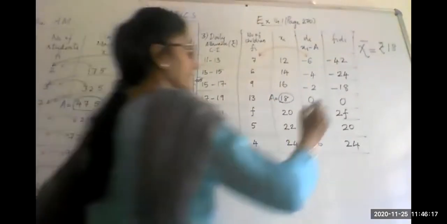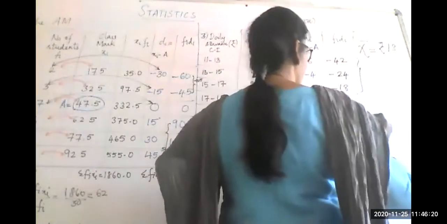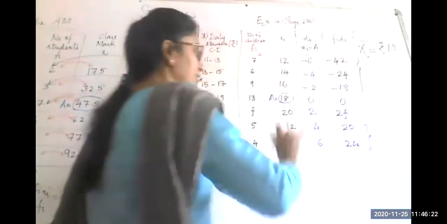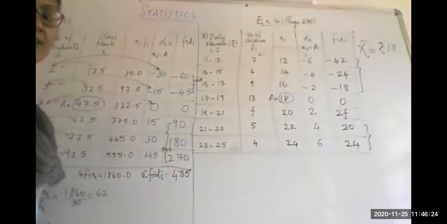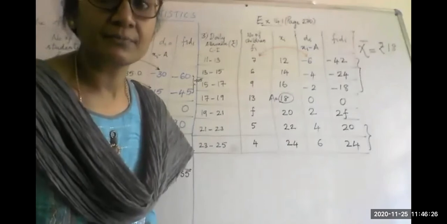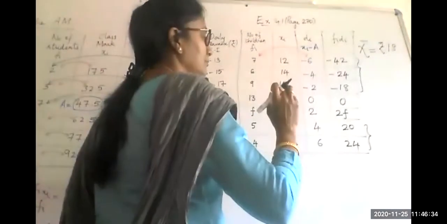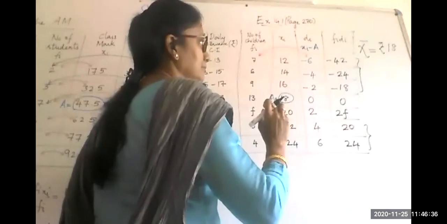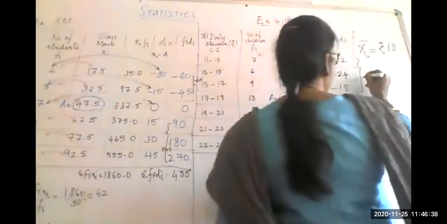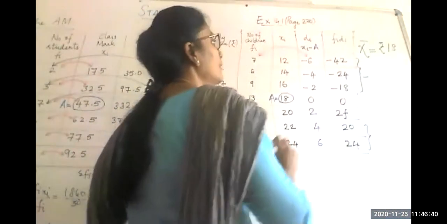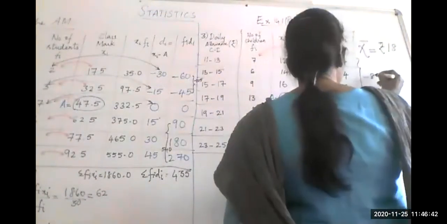Add all the negative values and add all the positive values. How much are you getting? 2f you keep it as it is because we can't add it to anything. Come on, add all the negative values and tell me how much it is amounting to. 42, 24 and 18. Negative 84.